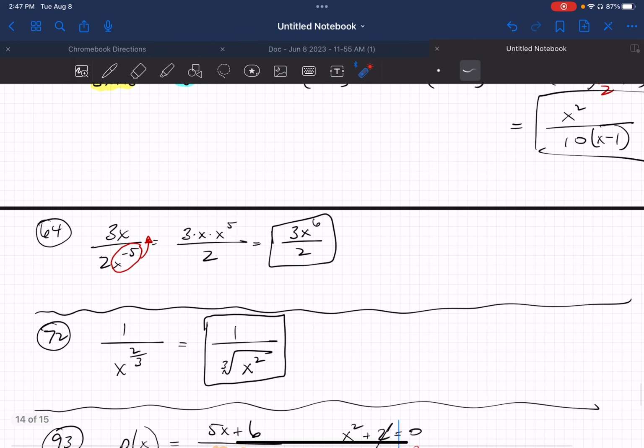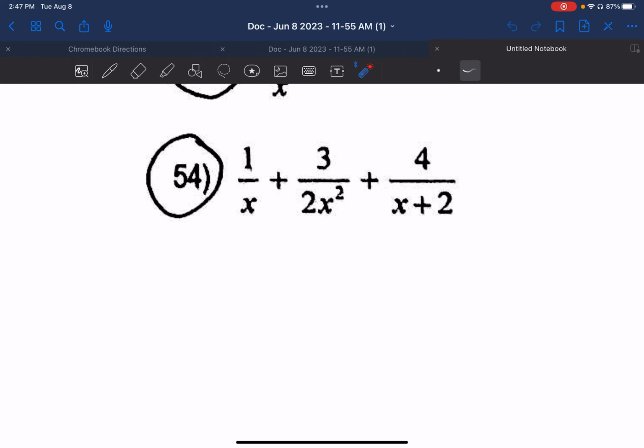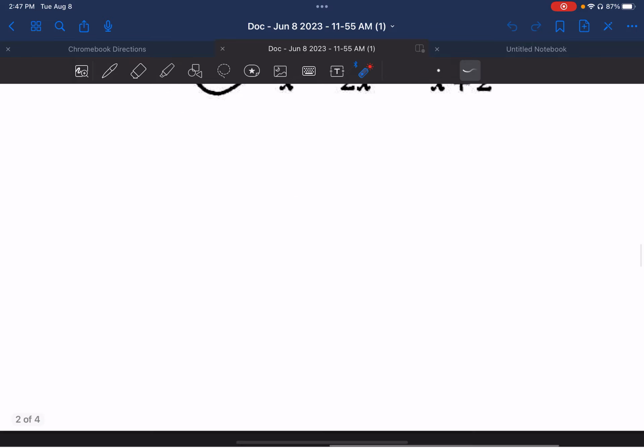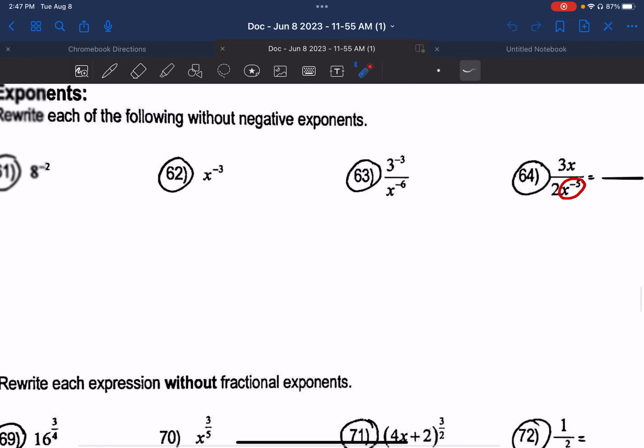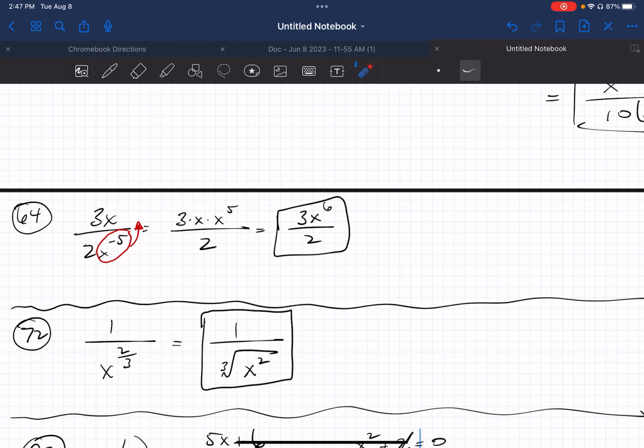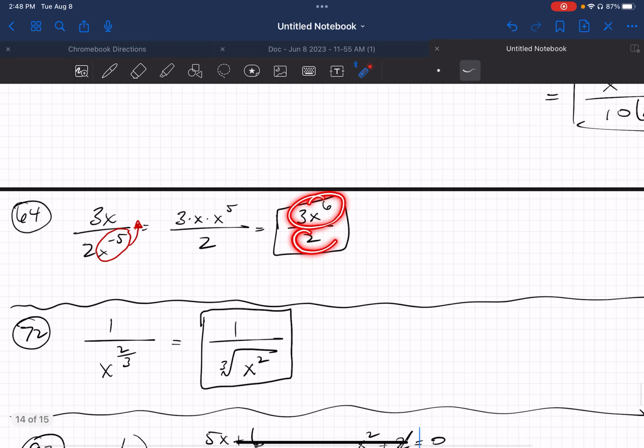Okay. 64. The question was just write each without negative exponents. That's all you have to do. So this one is the only one with a negative exponent, x to the negative 5. The 2 does not have a negative exponent. The only thing that has a negative exponent is x. So how do we change that? We just move it. If it's on the bottom, we move it to the top. And then you simplify, and you're done.